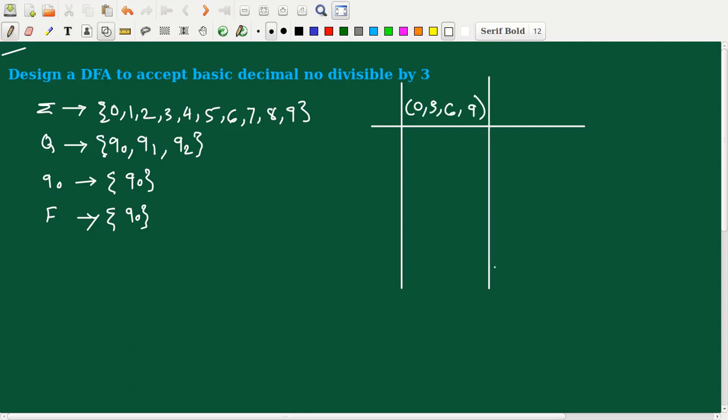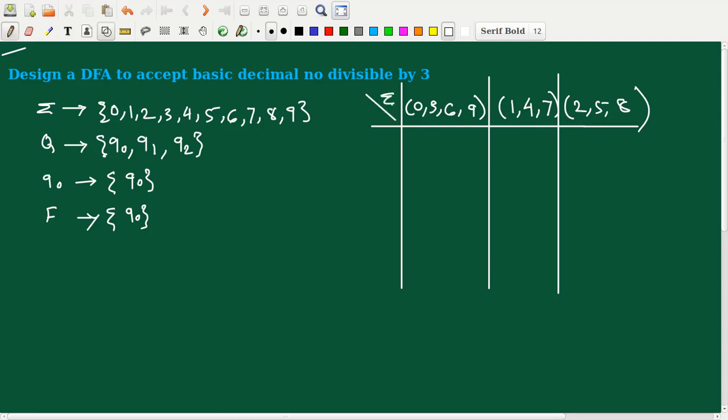The next set I'll take is the one which will provide a remainder 1. That set is 1, 4, 7. This set will give me a remainder 1. And the next set is 2, 5, 8. This set will give me a remainder 2. So these are the sets. I have covered all the inputs: 1, 2, 3, 4, 5, 6, 7, 8, 9.